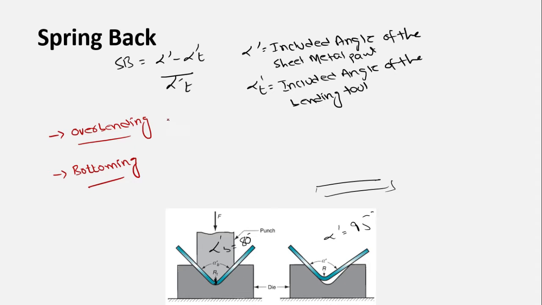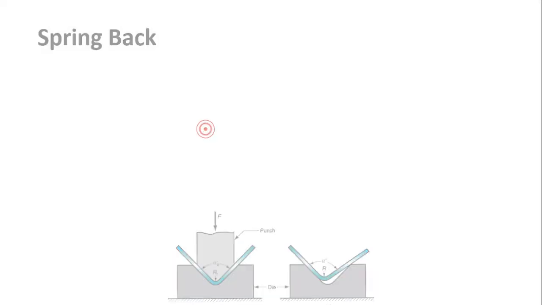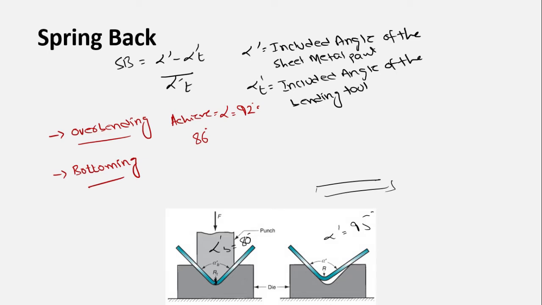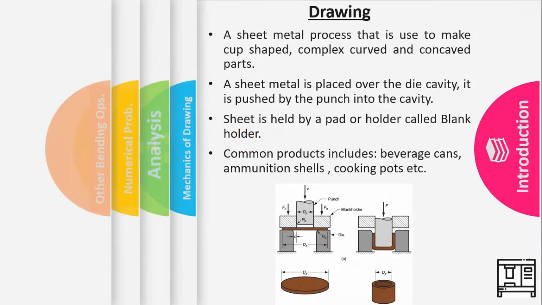So overbending, as the name suggests, we slightly overbend the material. Let's say if we want to achieve a bend angle of, let's say, 92 degrees, right? So what we do, we will bend it at an angle of, let's say, 86 degrees.